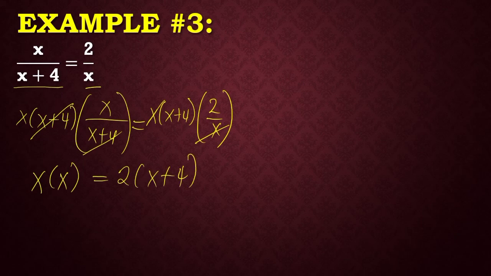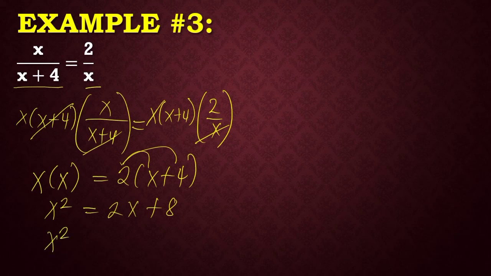Now, x times x, so that is x squared, is equal to 2 times x, 2 times 4, that is 2x plus 8. And then, ilipat natin ng 2x plus 8 sa left side para equal to 0 lang siya.